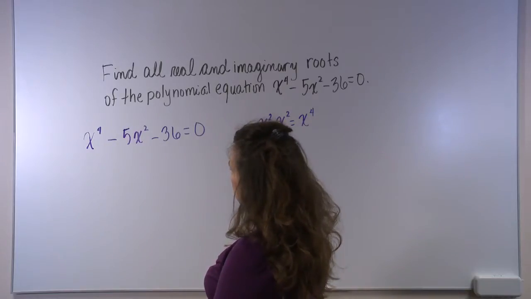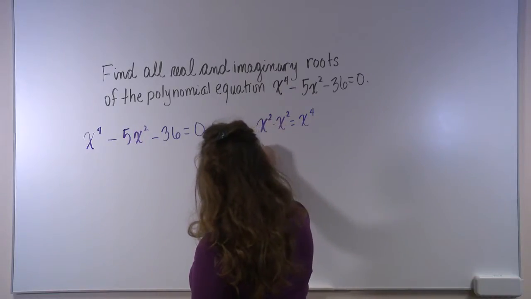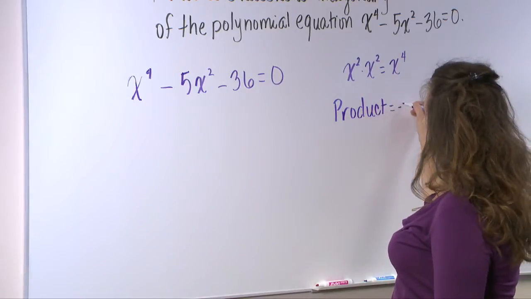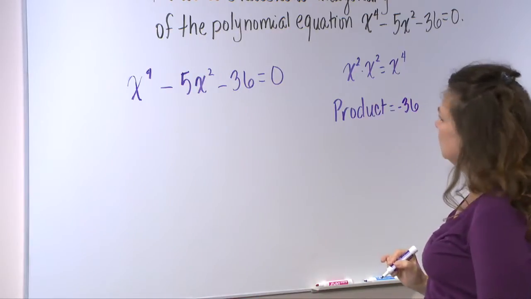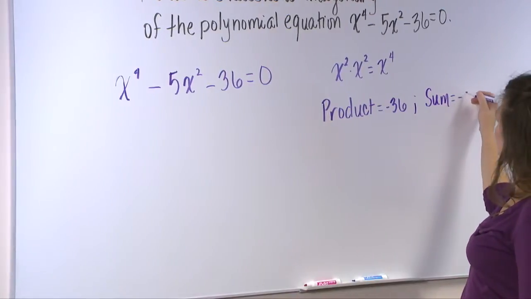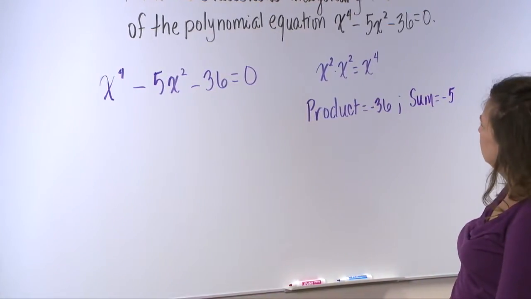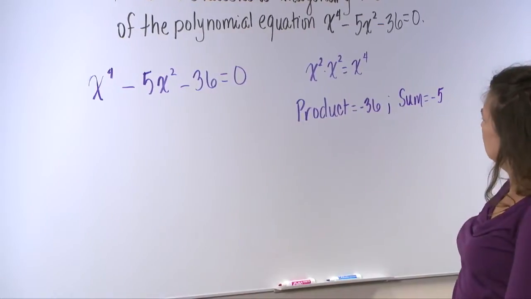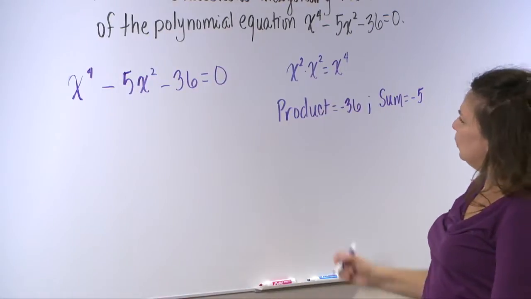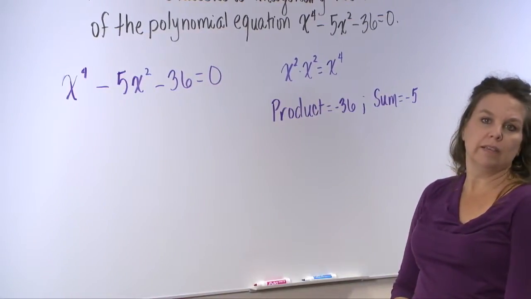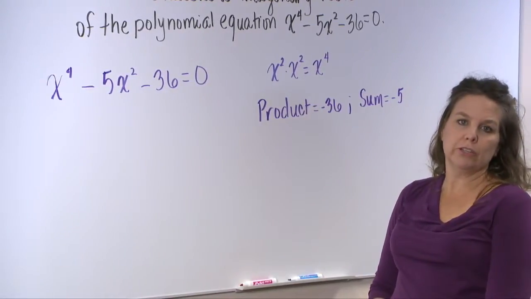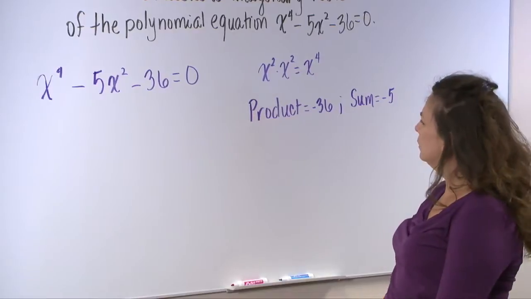So I'm going to try and factor this, and what I want to know is, are there two numbers whose product is equal to negative 36 and sum is equal to negative 5? So I want the product to be negative, and I want the sum also to be negative. In order for the product to be negative, I'd want to consider a negative number and a positive number. Since the sum is negative, I'd want the larger of the two numbers to be negative.